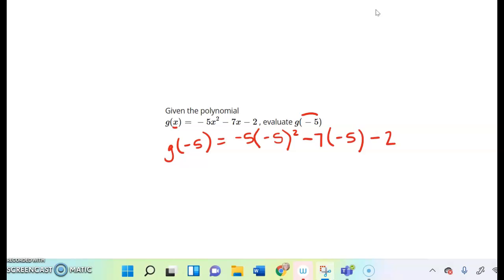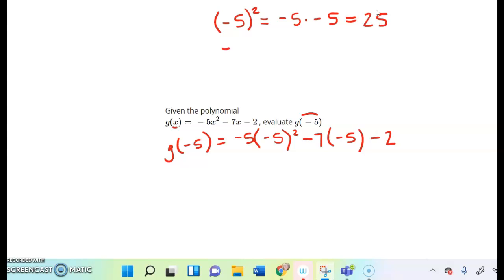Now the reason why it's so important to do parentheses is because if we have negative 5 in parentheses squared, what that tells me is that I have negative 5 times negative 5. That negative 5 is the number repeated. If I have negative 5 times a negative 5, that will equal a positive 25.